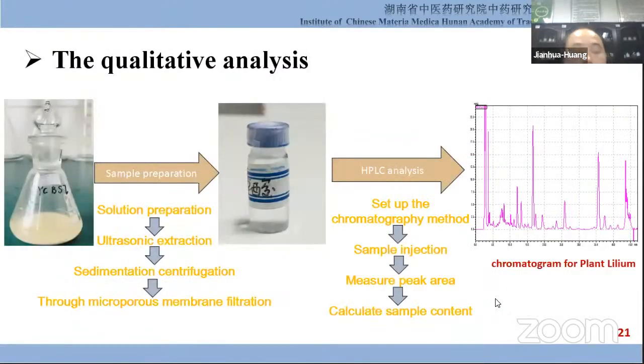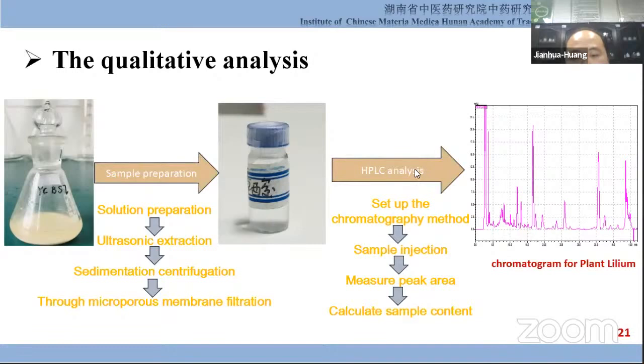So this is for references and standards for the samples analysis. Normally the herbal samples will be placed in here, and a suitable organic solvent will be added, and ultrasonic extraction is normally used, and after that we will centrifuge and filter to get the prepared samples, and these prepared samples will be injected into the HPLC analysis.